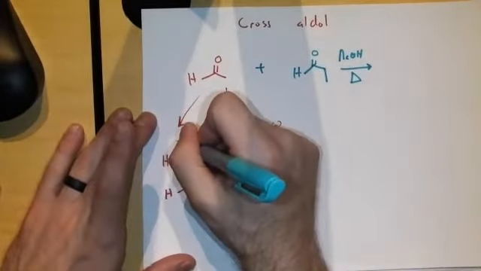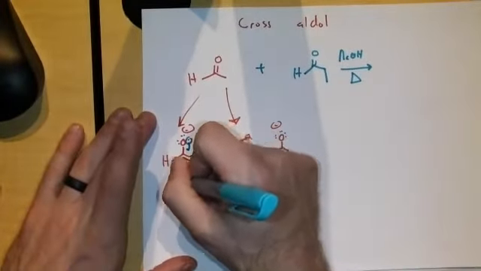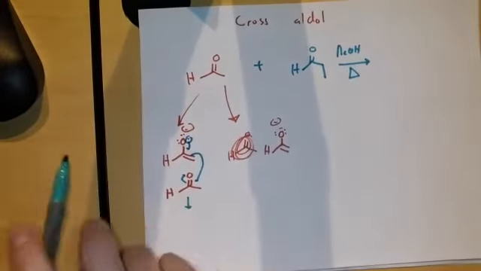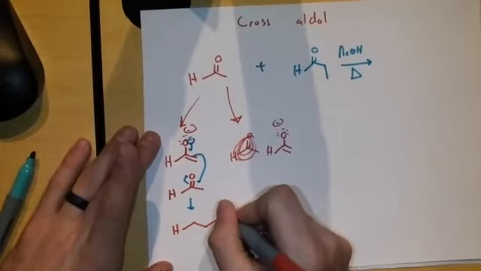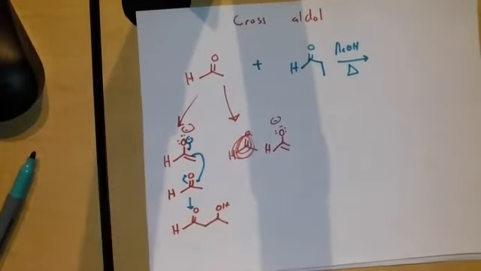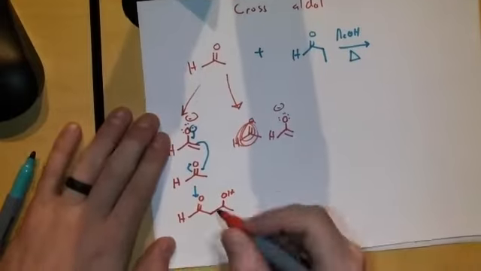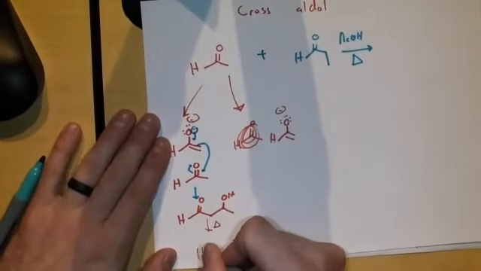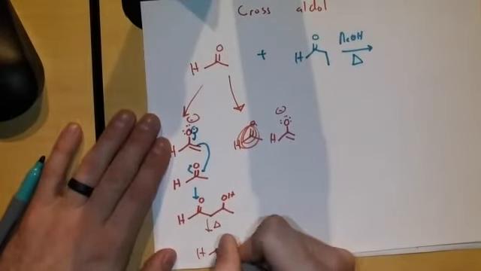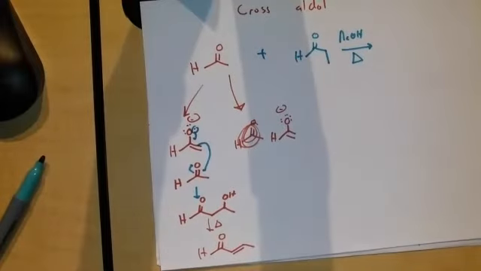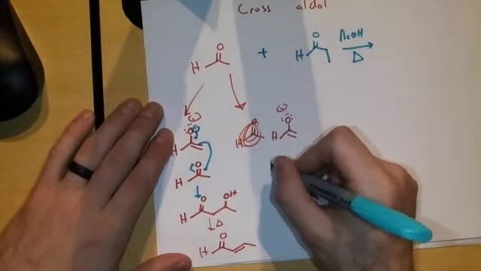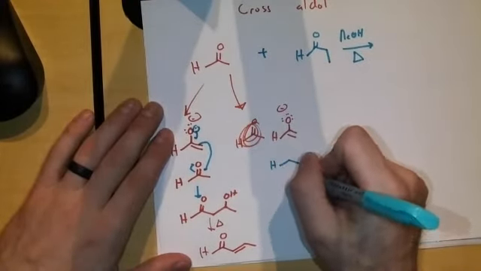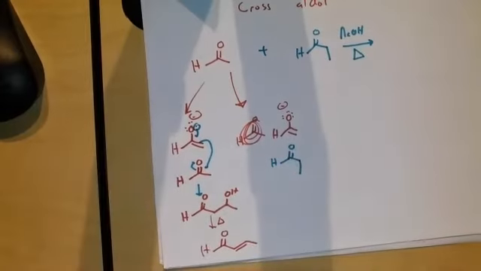And then this will either react with itself, so we can have this initially make our alcohol, and then in heat give us our condensation product. Or it can react with the other aldehyde in solution.